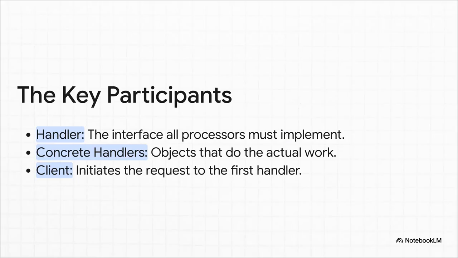So that leaves us with three main players on the stage. You've got the handler interface, which sets the rules. Then you have the concrete handlers, things like an authentication handler or validation handler. They're the ones doing the real work. And the client? Well, the client only needs to know about the very first handler in the chain. It just fires off its request, not knowing or even caring who ultimately takes care of it.